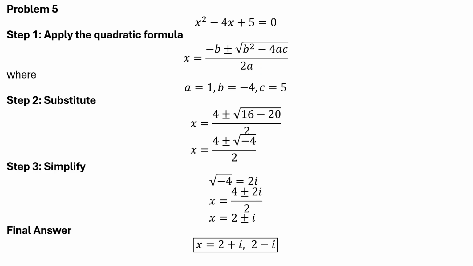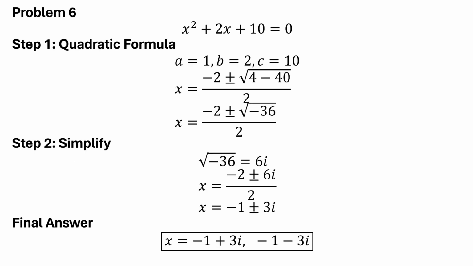The discriminant is negative 4, so the solutions are complex. Taking the square root gives 2i. Dividing by 2 produces the solutions 2 plus i and 2 minus i. The discriminant is negative 36, so the solutions are complex. The square root of negative 36 is 6i. Simplifying gives negative 1 plus or minus 3i.